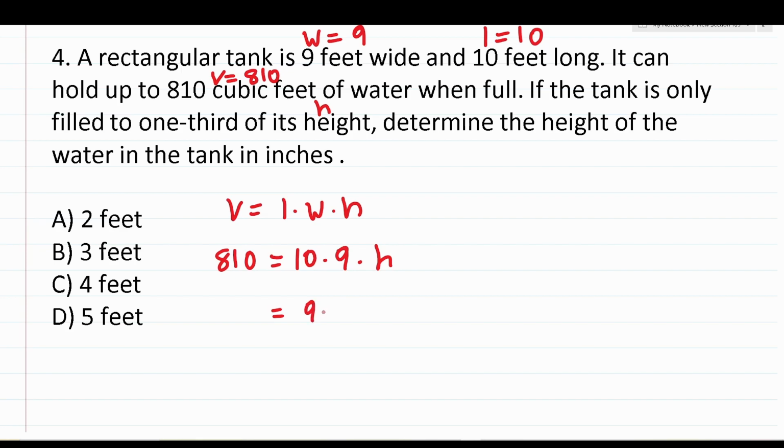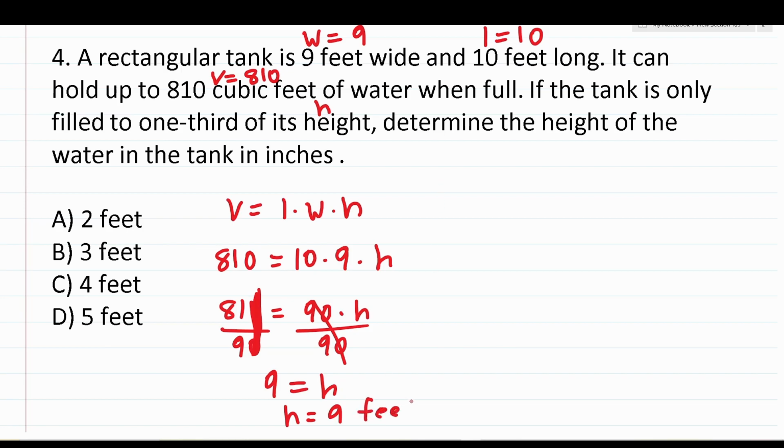10 times 9 is 90. This becomes 90 times H equals 810. All right, to get H by itself, we're going to divide both sides of our equation by 90. In doing so, we get to cross this out, leaving us with H on this side. This math is actually much easier to do than you think. You can cross out these corresponding zeros. 81 divided by 9 is 9. So H in this case is 9. In other words, when the tank is full, it has a height of 9 feet.